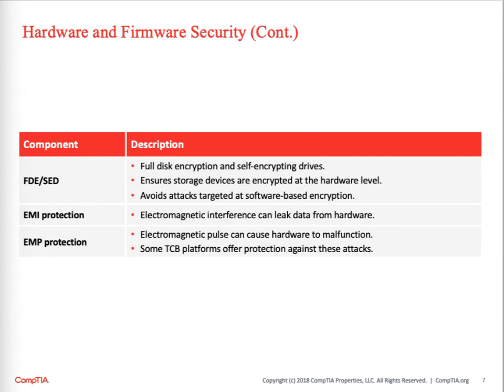And then the hardware will be unencrypted. Then we have EMI protection. All electronics are going to generate some sort of electromagnetic interference, EMI. This can potentially leak sensitive data if any of this is leaked out to anybody trying to watch the EMI that is generated. And then finally, we have EMP protection.